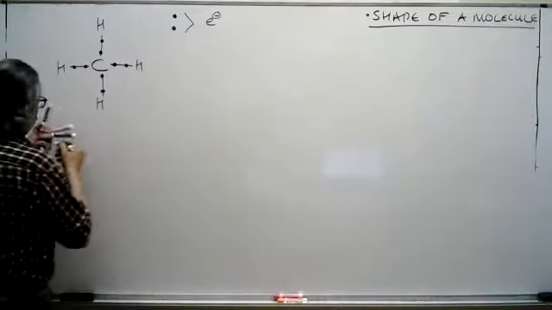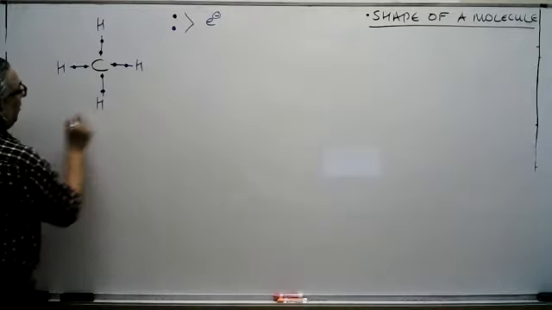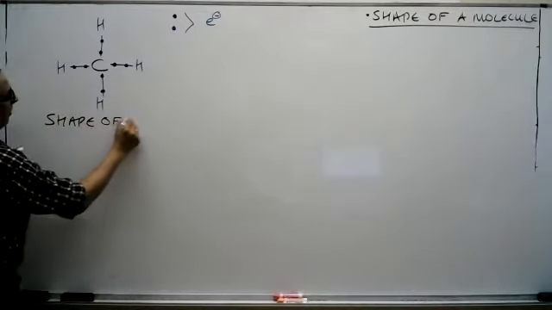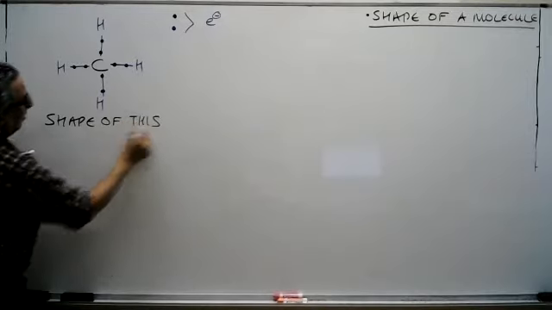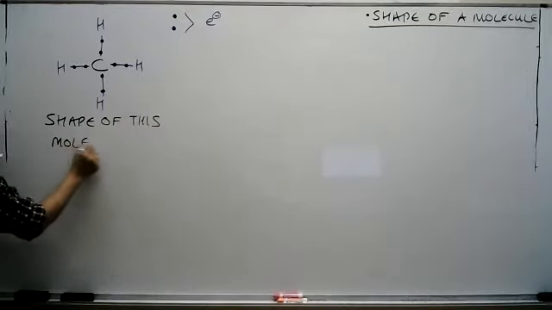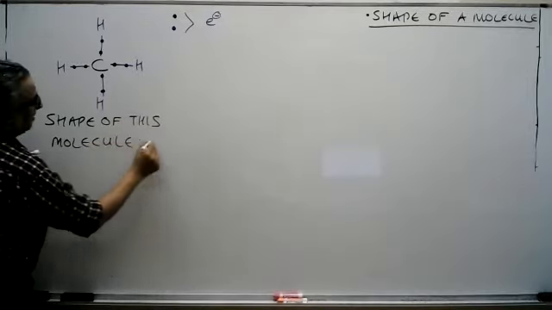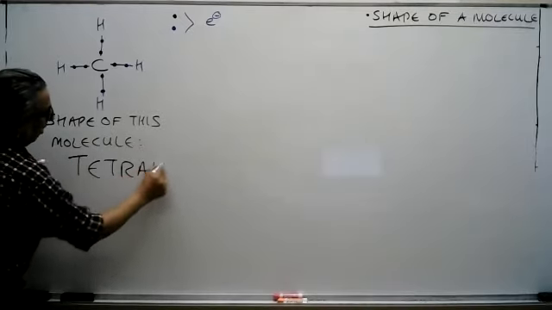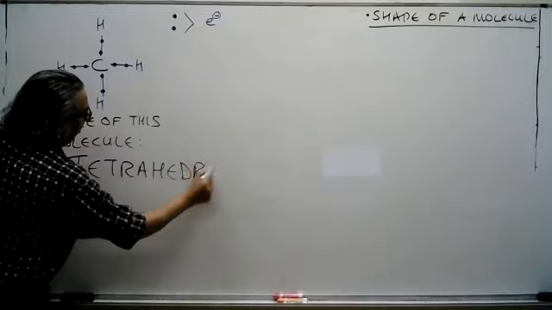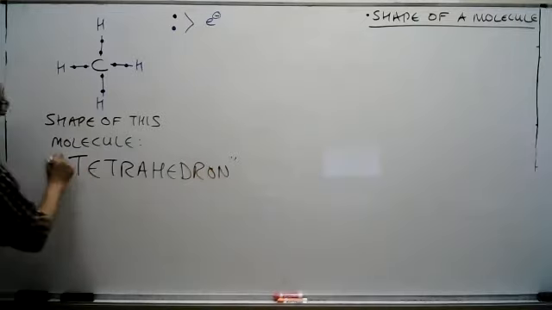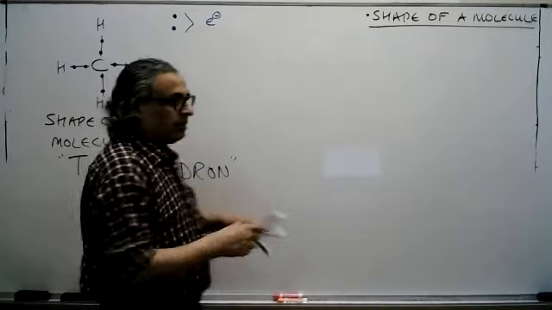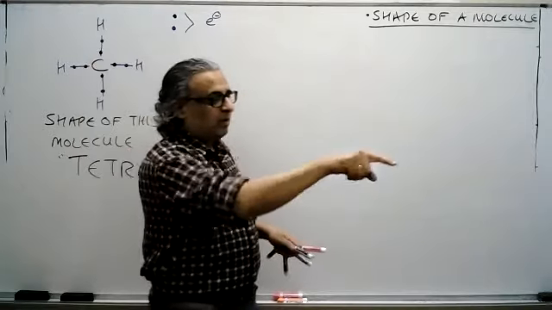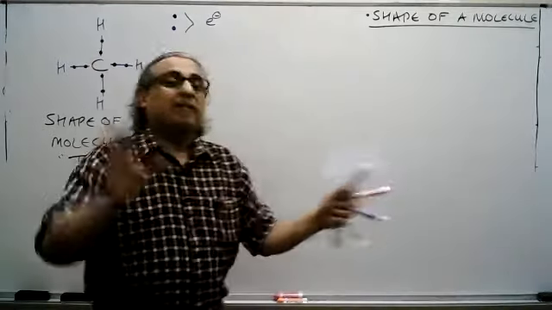Okay, so the shape of this molecule, you already know, is tetrahedral. What is a tetrahedron? You can say, yeah, like this, like that, one up and one down and one wedge and one, let's get to the bottom of it.